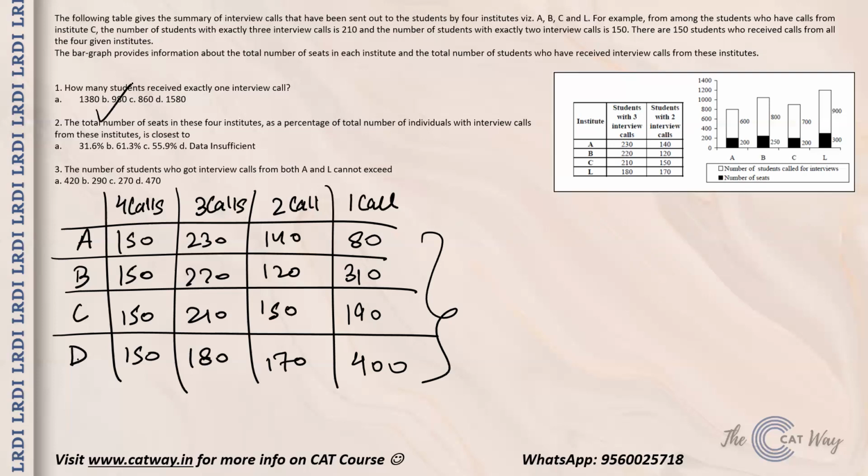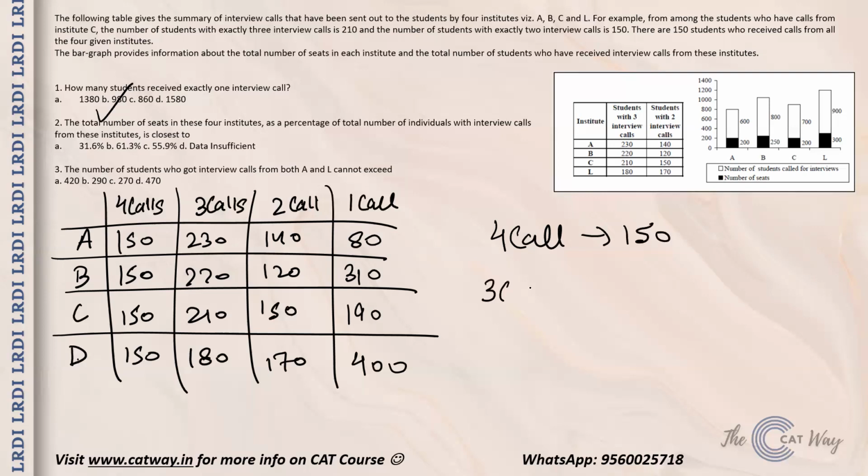Second question: the total number of seats in the 4 institutes as a percentage of the total number of individuals with interview calls from these institutes. So now you have to find the individuals with calls from all institutes. People with 4 calls, we know that there are 150 students, 150 people who have got 4 calls.